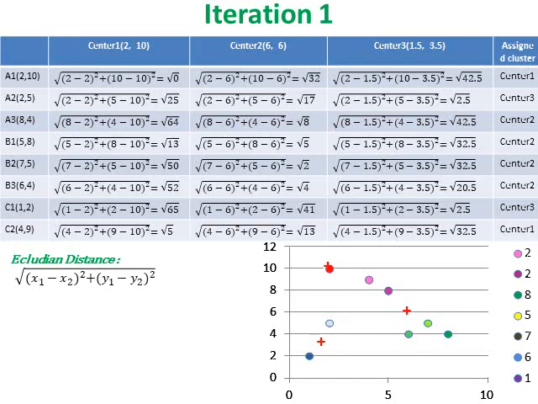Here A1 and C2 belong to center 1, that forms cluster 1. A3, B1, B2 and B3 belong to center 2. These data points form cluster 2. A2 and C1 belong to center 3. These two data points form cluster 3.